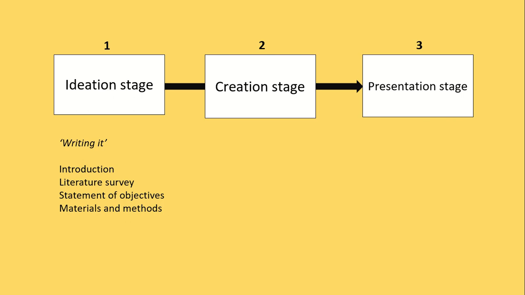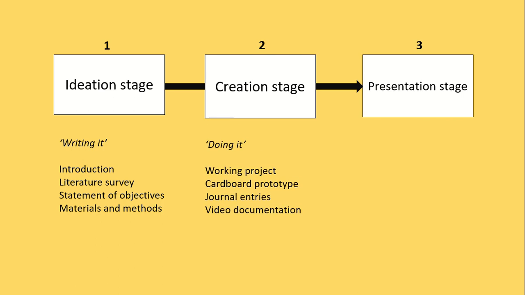Following the usual parts of a research paper, the ideation stage is composed of the following subsections: the introduction, the literature survey, the statement of objectives, and the materials and methods. Meanwhile, during the creation stage, you are expected to produce the working project with your team, as well as document your creation process through taking videos and writing journals.